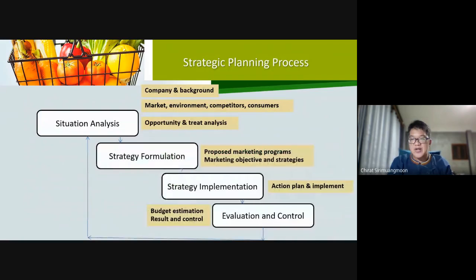So let's talk about the process of strategic planning. Actually, when you want to do some strategies, it's not just like you jump in and say, okay, I would like to do this. No, you need to know the whole process and do it step by step.